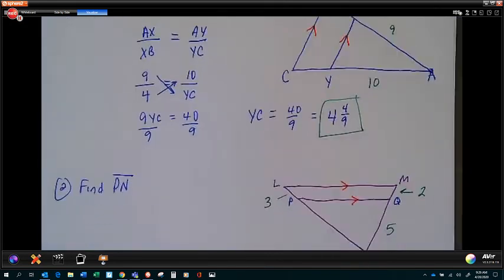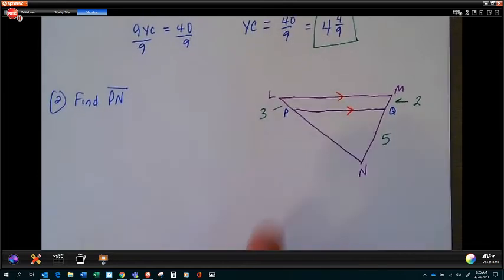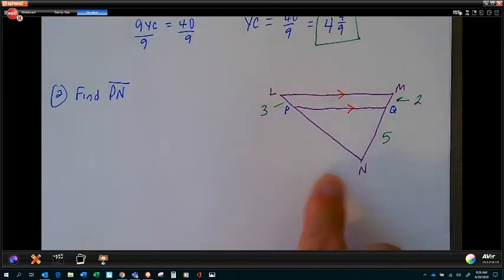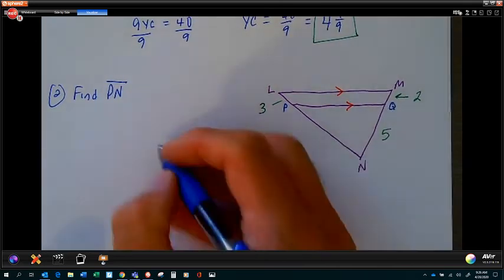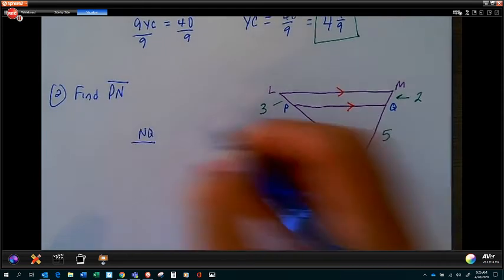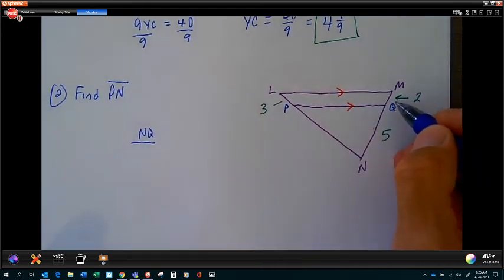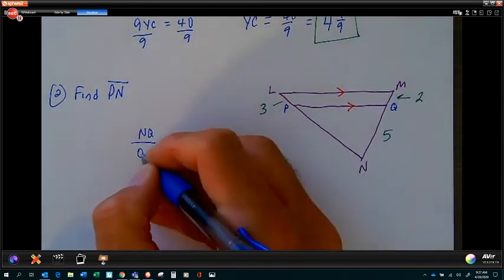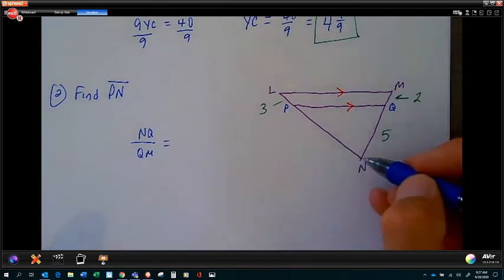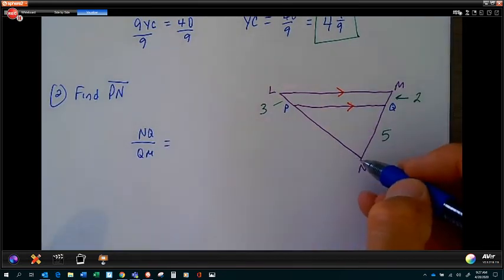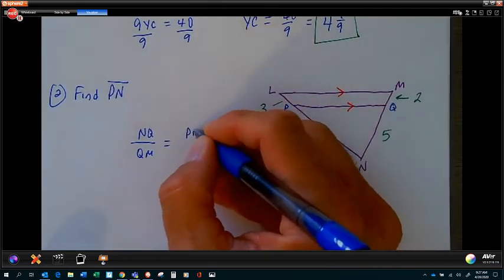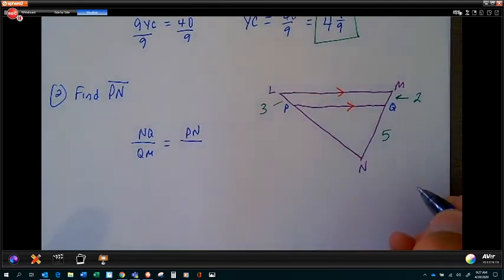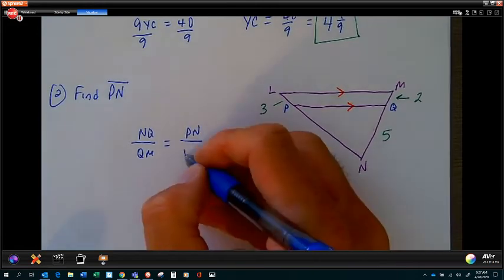Okay, our next one, number 2, we're going to find the distance PN here. And again, using the triangle proportionality theorem, we can deduce that NQ is to QM as NP, or PN, is to PL.